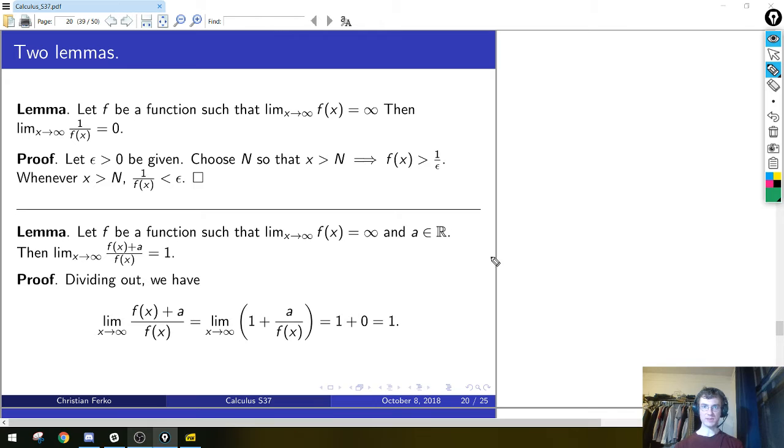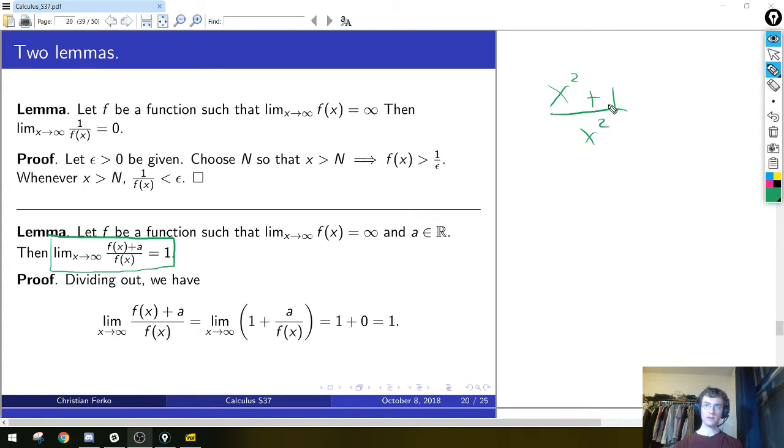Okay, so that's fine. Another lemma that uses this, also kind of obvious: let f be a function that goes to infinity, and let a be some constant. Then the limit as x goes to infinity of (f plus the constant) over f equals 1. Again, this is kind of obvious, and I've been using it in a hand-wavy way before.